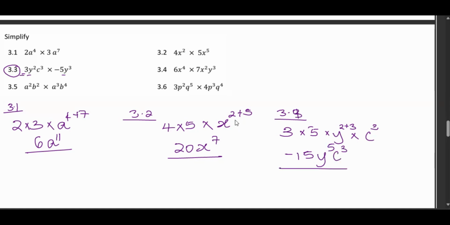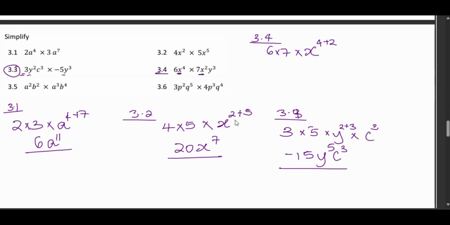Okay, we look at 3.4, which is this one here. We have 6 multiplying with a 7. Then what do we see common here? We have x and x here. So times x to the power 4 plus 2. Why am I adding? I have the same bases with different powers. That's why I'm adding them.